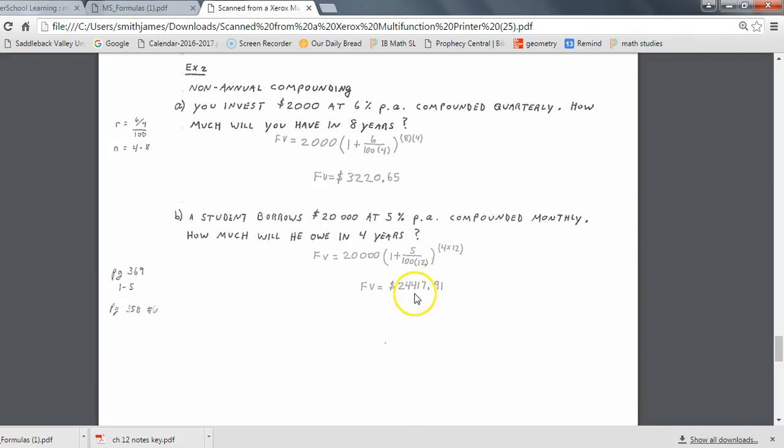So again, it's just a little more than before, when it was only compounding once per year, but it's still more. So the more often you compound this, the bigger the future value would be.